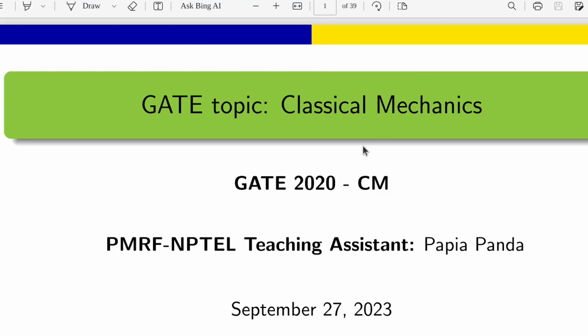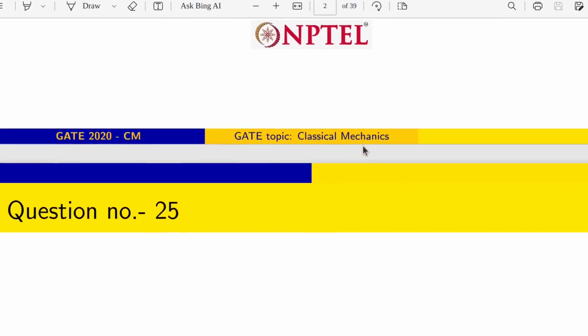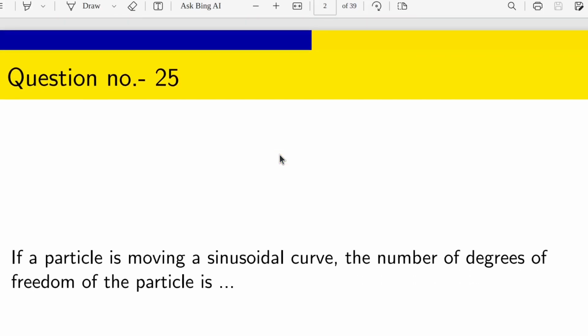So today we will talk about classical mechanics GATE topic, and there will be 5 questions for today's lecture. The first question will be from GATE 2020, and let's start. So this is question number 25 from the GATE 2020 physics question paper.